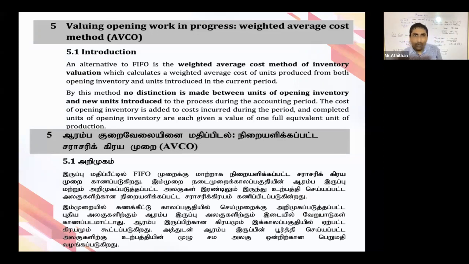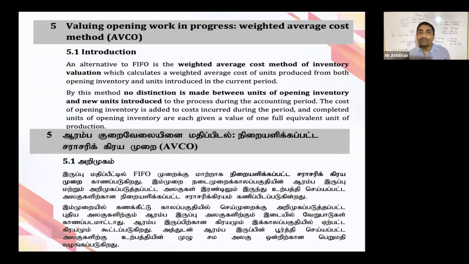By this method, no distinction is made between units of opening inventory and new units introduced to the process during the accounting period. ஆரம்பத்துல இருந்து கொண்டு வரப்பட்ட ஆரம்ப இருப்புக்கும், இந்த வருடத்தில் அறிமுகப்படுத்தப்பட்ட புதிய இருப்புக்கும் எந்த வித்தியாசமும் இல்லை. ஏனென்றா இதை முதல்ல உற்பத்தி செய்யணும் என்று முன்னுரிமை இல்லை. There's no priority for the production. Which part should be produced first? No priority. So we don't have to separate it. Just consider both as same.